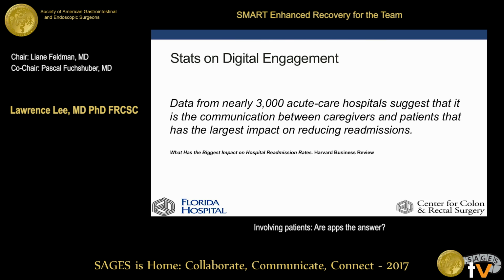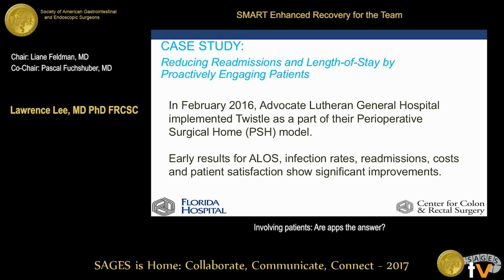And Harvard Business Review goes as far as to say that patient engagement, or at least patient communication between caregivers and patients, has the largest impact on reducing readmissions. Now some data in terms of using TWISTLE.